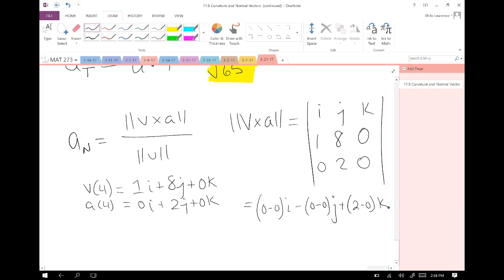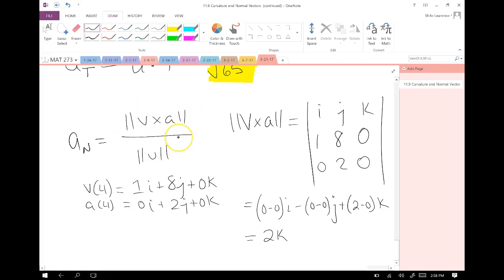It's been a long time since we did cross products. It's 2k. That's what she meant by it comes off and goes up. Since both of these vectors are in the xy plane, it makes sense. Remember, the cross product's always going to be perpendicular to them, so it's going to be in just the z plane.